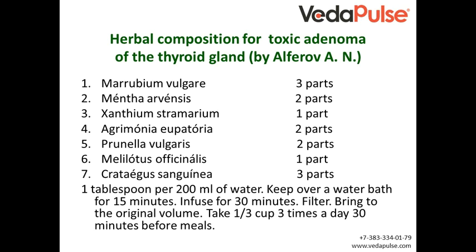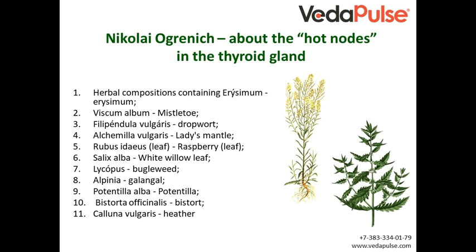And this composition includes peppermint, hawthorn. Our colleague Nikolai Grinich, in so-called hot nodes in the thyroid gland, suggests the following plants: erysimum, Viscum album or mistletoe, filipendula or dropwort, lady's mantle, raspberry leaf, white willow leaf, and so on.